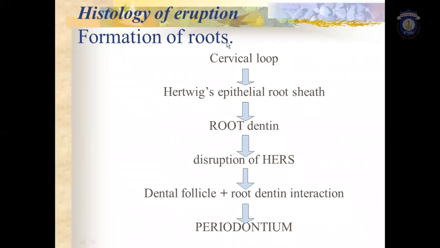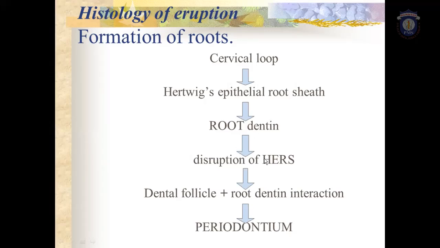In the histology of eruption, the formation of the root comprises the following stages. The first is the formation of the cervical loop. The inner and the outer enamel epithelia reflect in on each other and form the cervical loop. The cervical loop continues to extend downwards to form a sheath called the Hertwig's epithelial root sheath. This sheath is what gives rise to the root dentin, or radicular dentin.